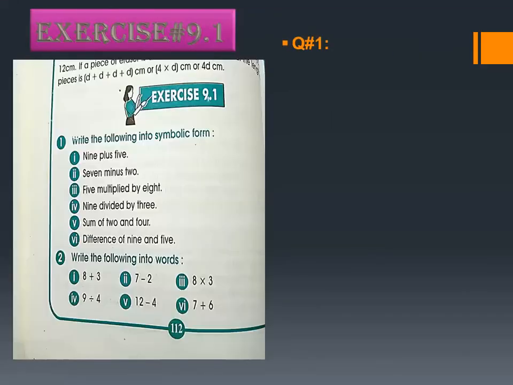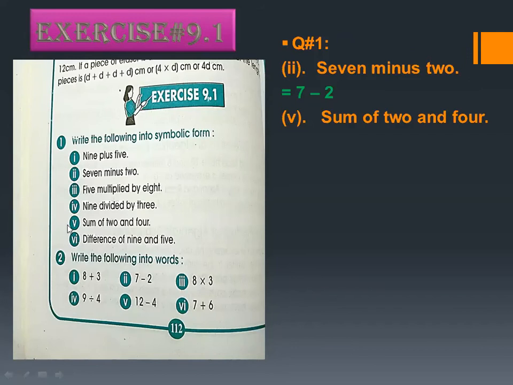Now I'm going to solve some of exercise 9.1. It is very simple and easy. Here you have exercise 9.1. Write the following in symbolic form. Symbolic form means you have to write it in symbols. Just suppose you have 7 minus 2. What will its symbolic form be? You will simply write 7 minus 2. You don't have to subtract it, just write it symbolically.